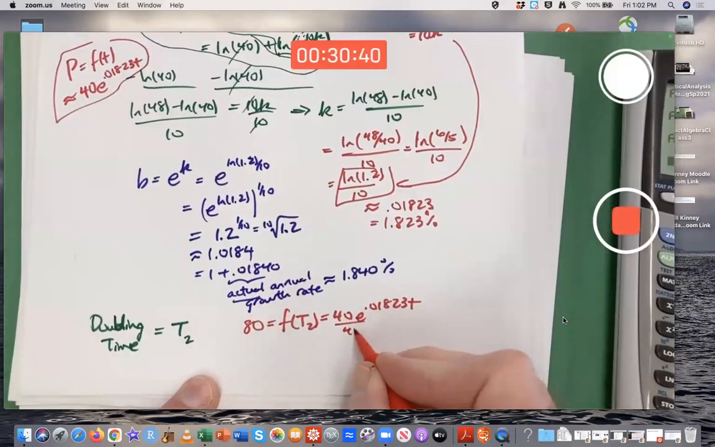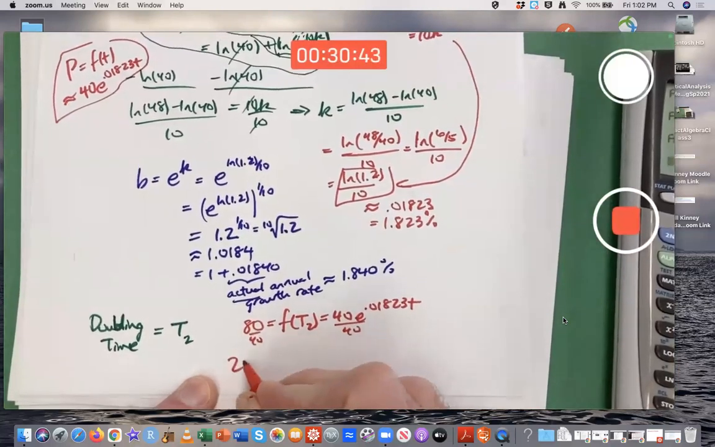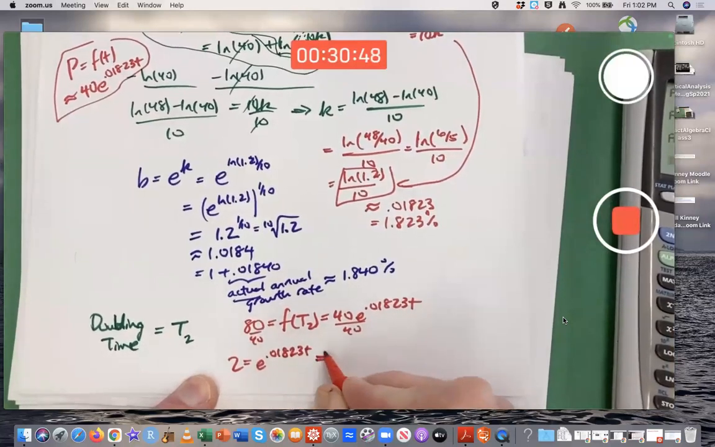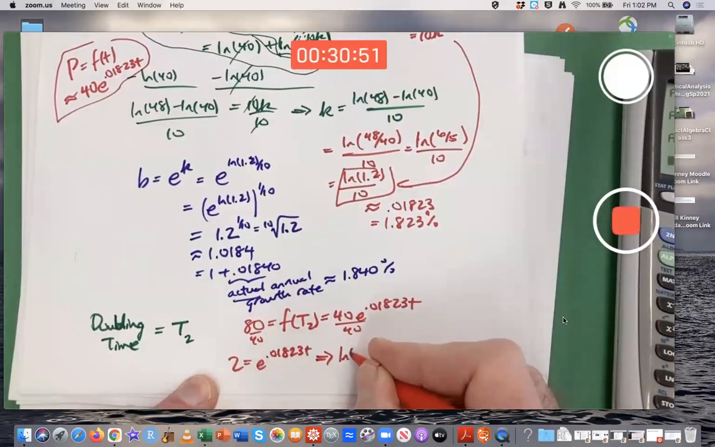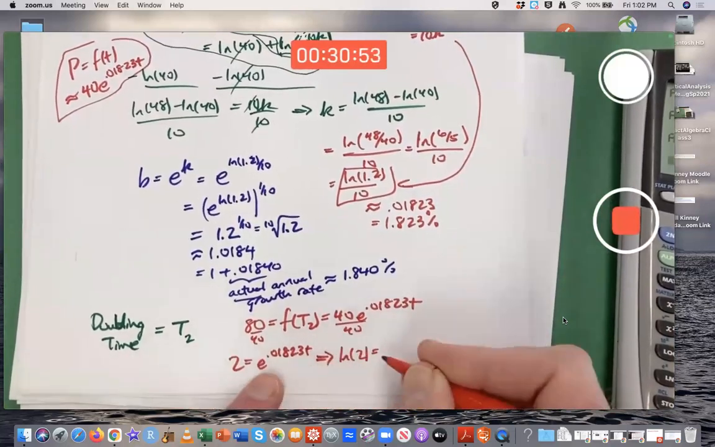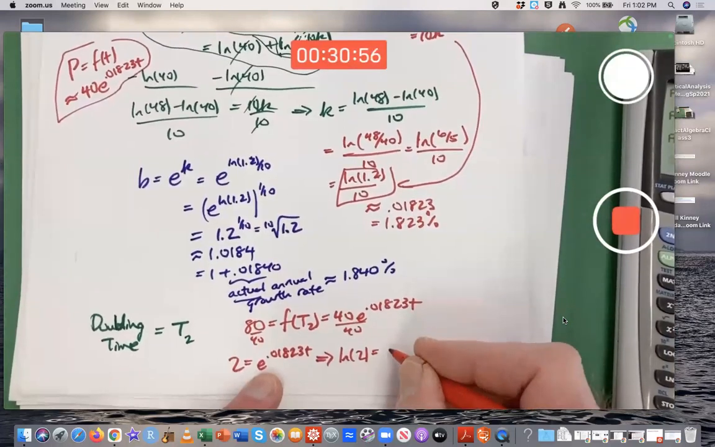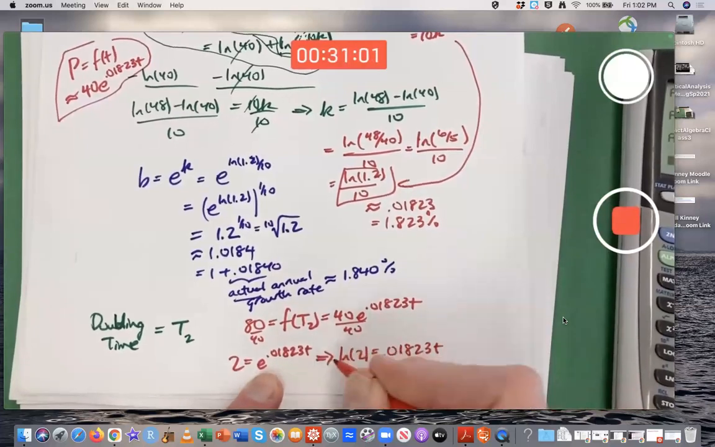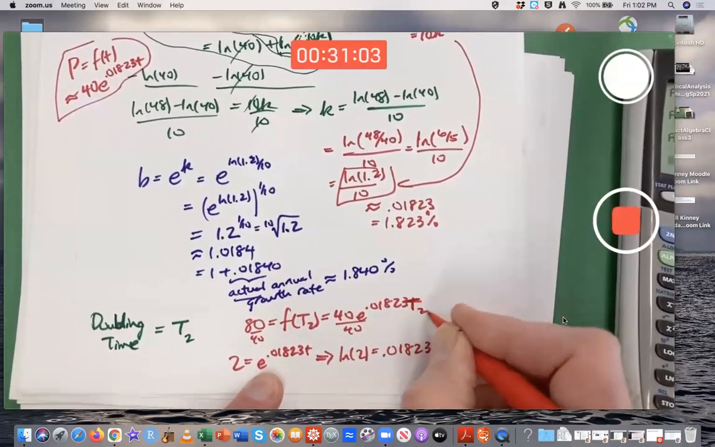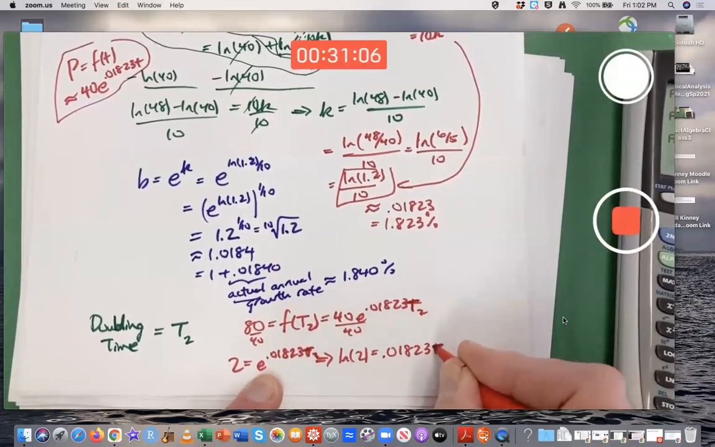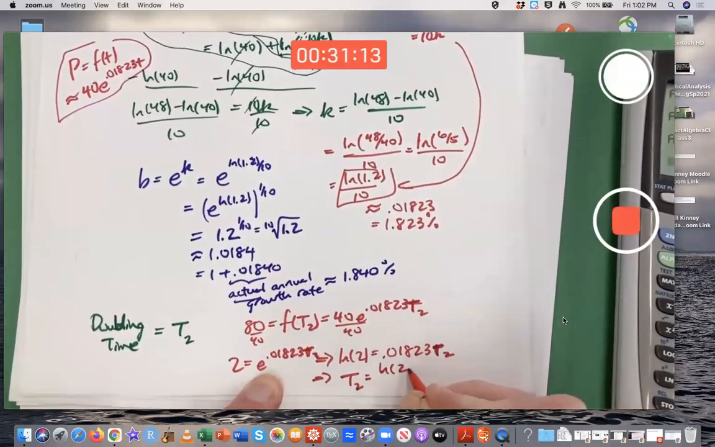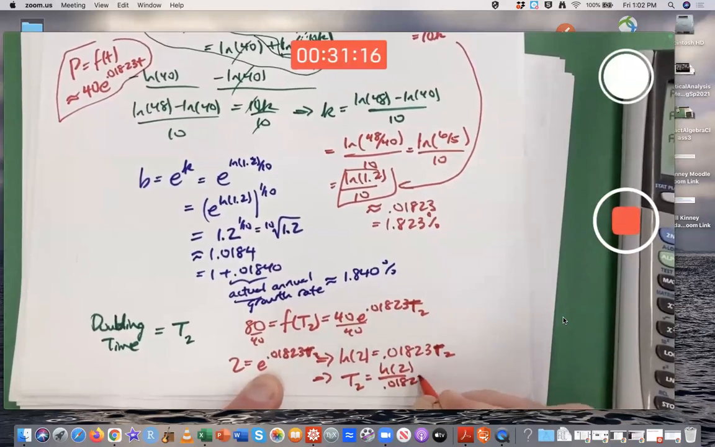Divide both sides by 40, and you get 2 equals e to the 0.01823 t. Now take the log of both sides. ln 2 equals ln of this, but because it's base e, those are inverse functions, and you get just 0.01823 t. Well, I should call this t2, sorry. Now divide both sides by 0.01823. t2, the doubling time, is natural log of 2 divided by 0.01823.